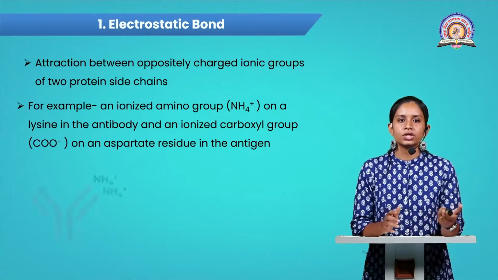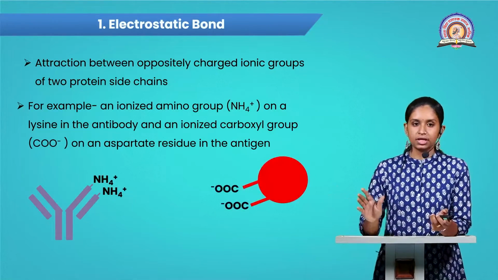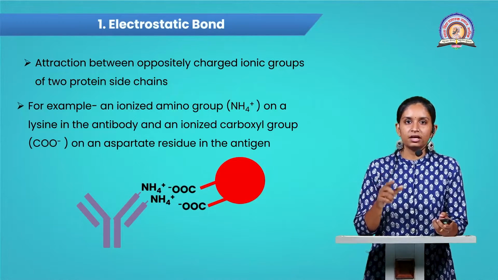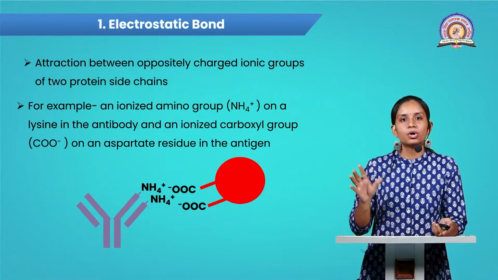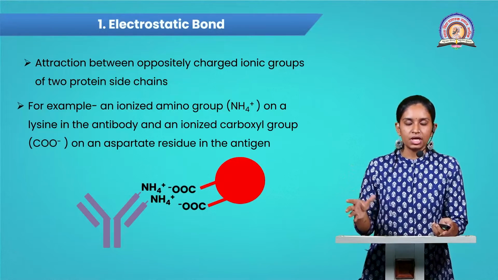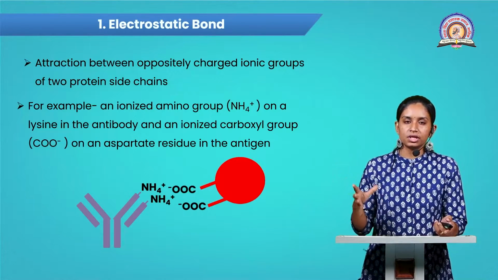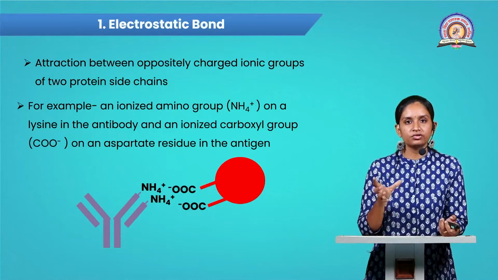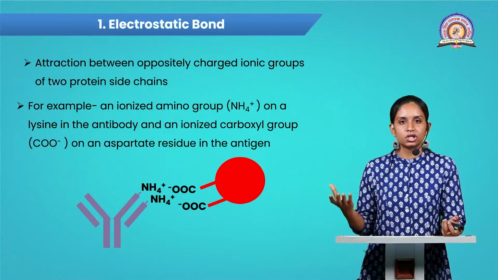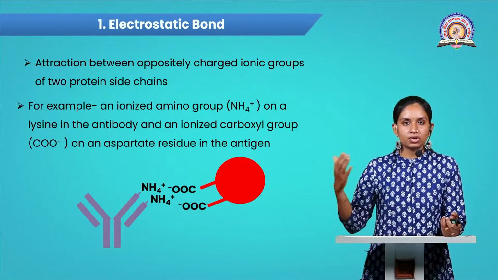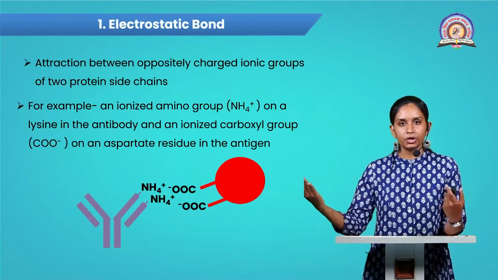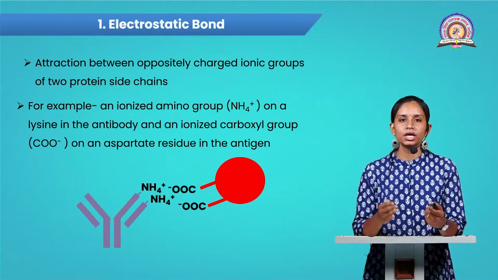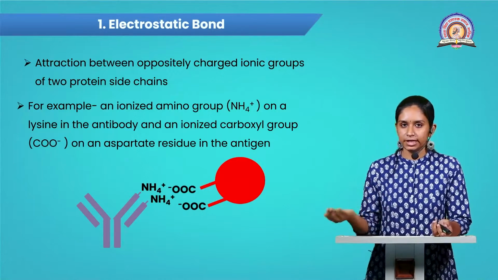An example: you can see this is an antibody molecule. On this antibody molecule, in the paratope, that is in the antigen combining site, there are amino groups present. They are imparting the positive charge on this antibody molecule. The second is the antigen molecule, which has aspartate residue on its surface, and due to that it is carrying a negative charge bearing group, that is carboxyl group, on its surface. So what has happened here? Positive and negative groups have come closer together, and due to that this antigen and antibody came together to form the immune complex. So this is the meaning of electrostatic bond.